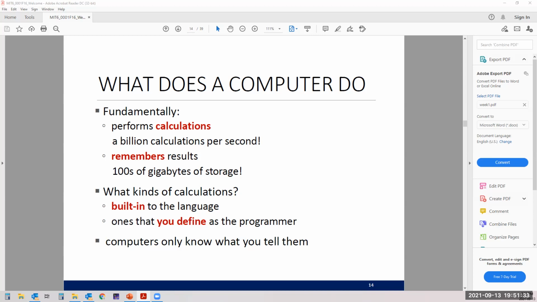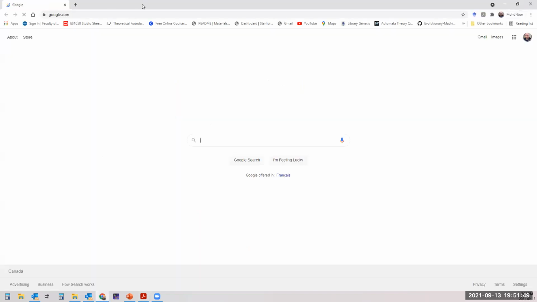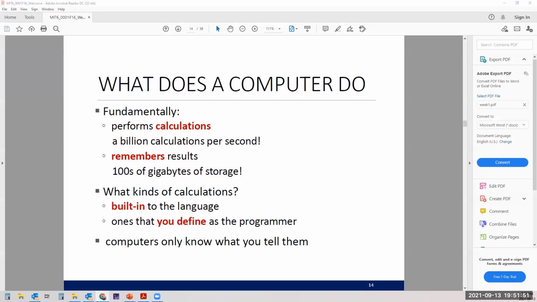The first computer in the world: who can tell me what is the first computer that humans ever used? Can anybody tell me? It's ENIAC, from Pennsylvania. I remember. I think it was founded at Pennsylvania University.